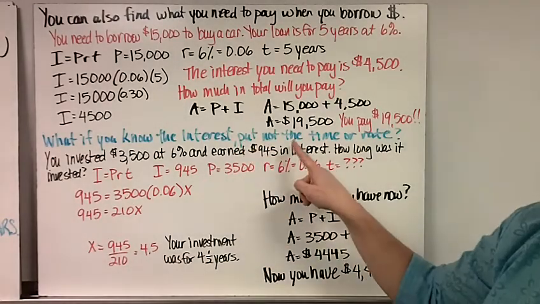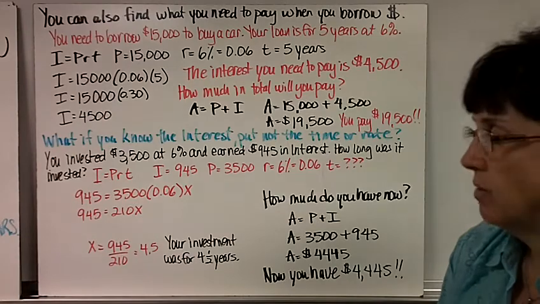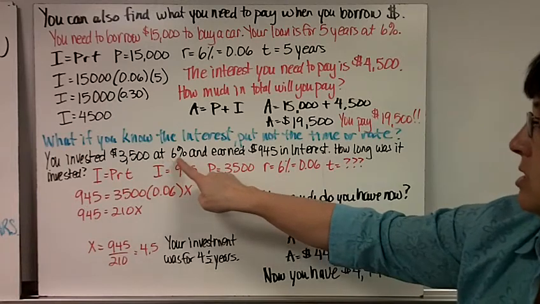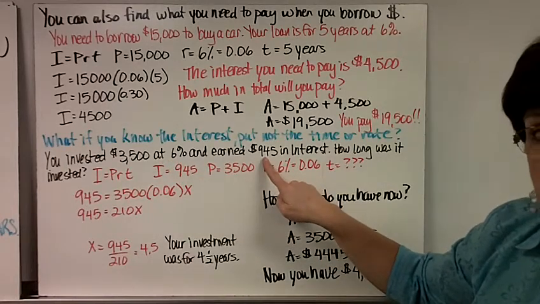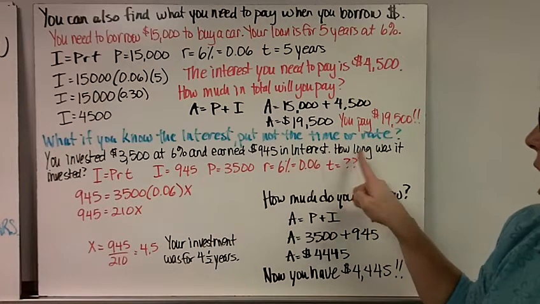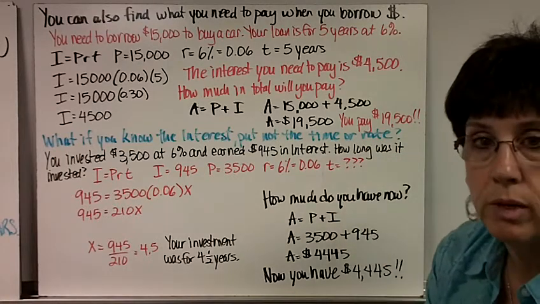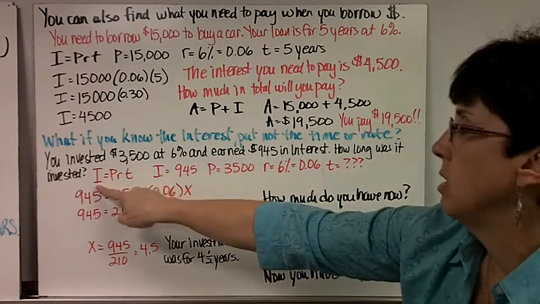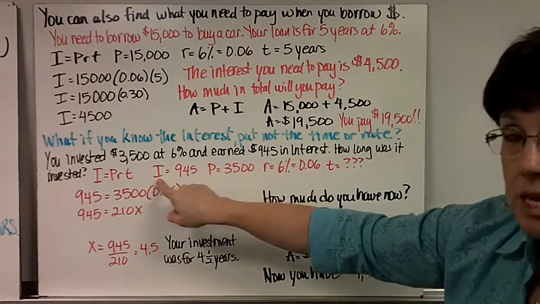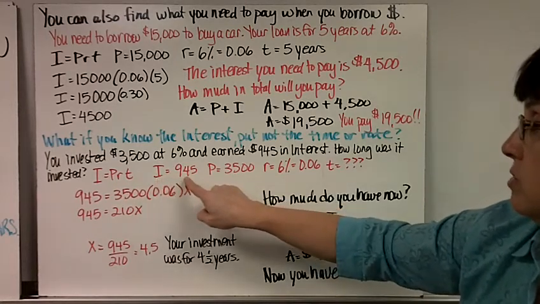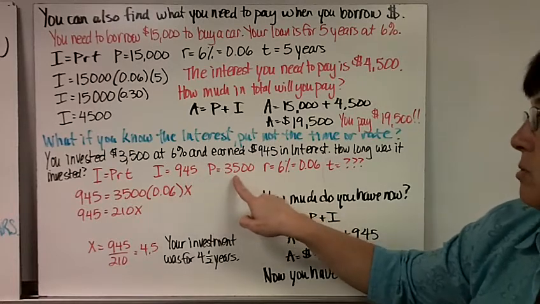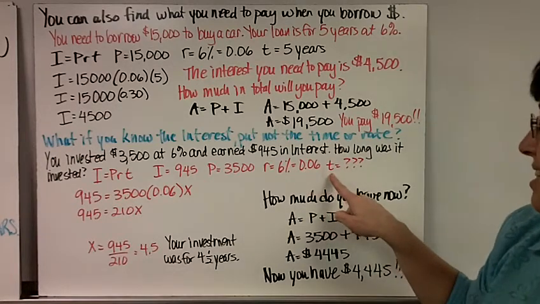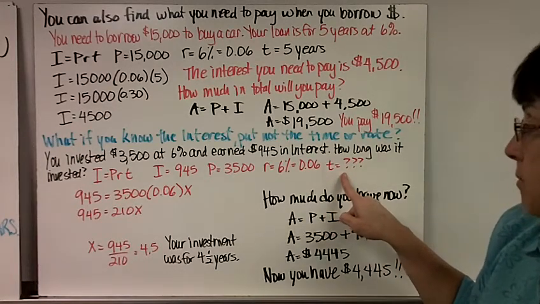Well, what if you know the interest but not the time or the rate? How can you solve that type of problem? Well, here you go. You invested $3,500 at 6% and earned $945 in interest. How long was it invested? How long was your money in the bank? There's other places to invest too, but we're just going to say the bank. Write down our formula, I equals PRT, but this time we know the I. We know the interest is 945, principal is 3,500, the rate is 6%, which in decimal land is 0.06. The time is, I don't know, okay?